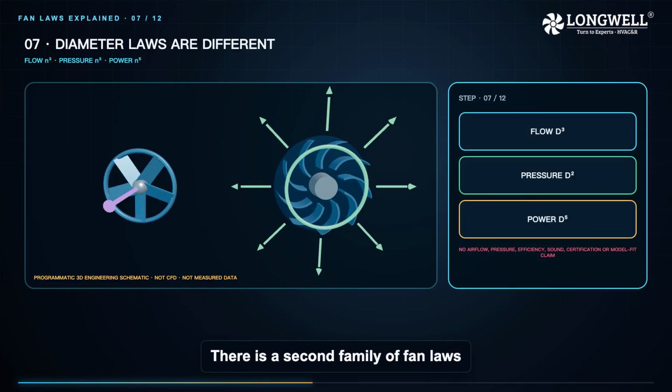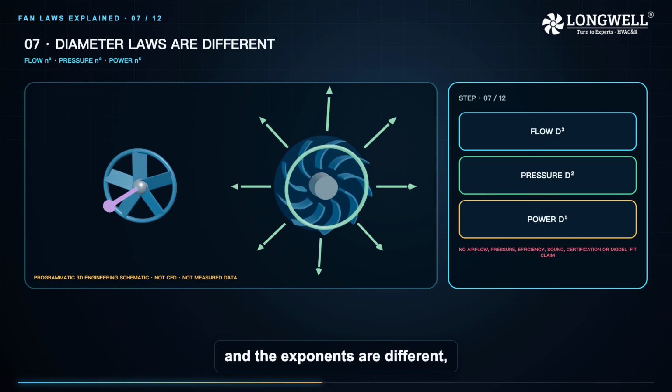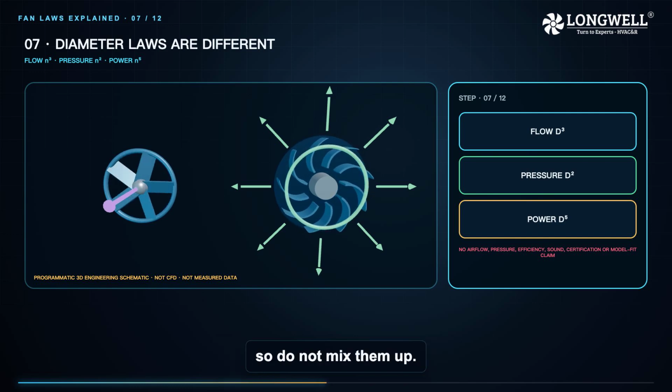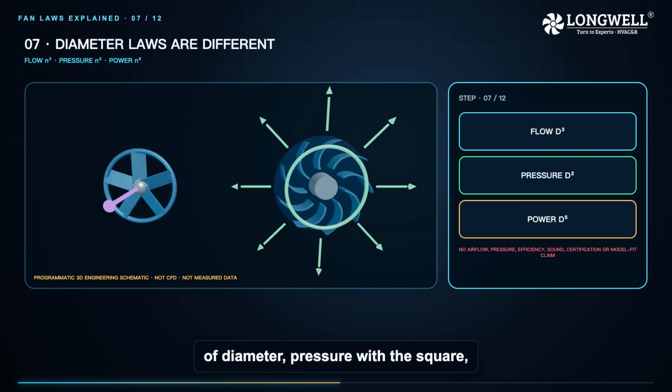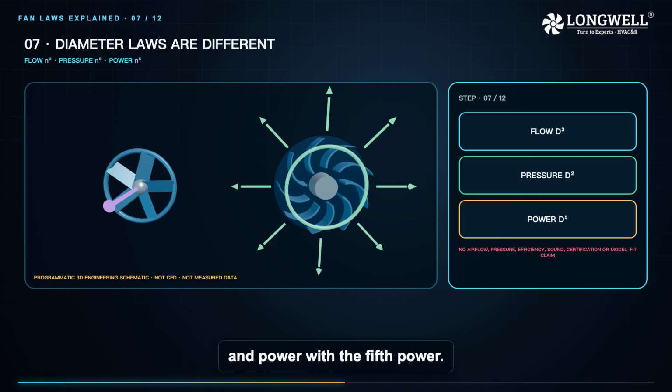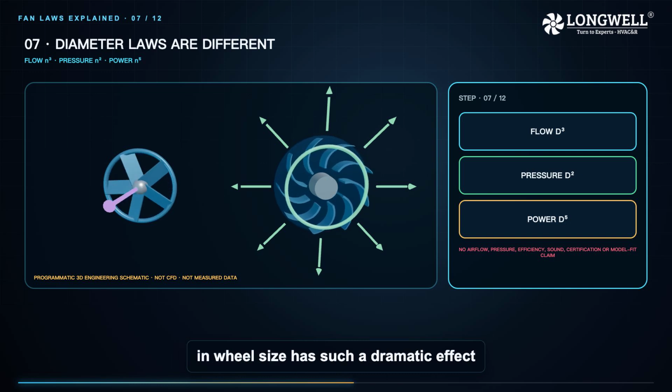There is a second family of fan laws for changing diameter rather than speed, and the exponents are different, so do not mix them up. For geometrically similar fans at the same speed, flow goes with the cube of diameter, pressure with the square, and power with the 5th power. That 5th power is why a modest increase in wheel size has such a dramatic effect on the motor you need.